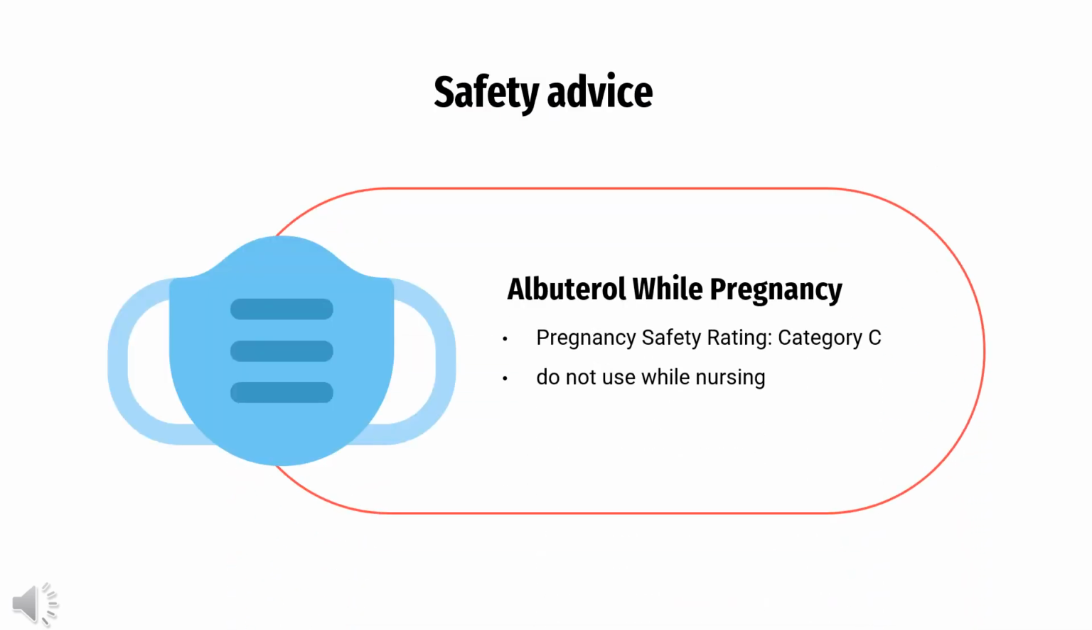Safety advice. Albuterol while pregnant. Therapeutic effect: reduces airway resistance and relieves bronchospasm. Pregnancy safety rating: category C. Do not use while nursing.